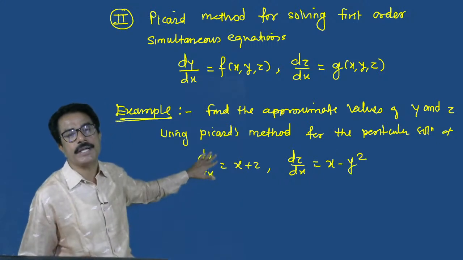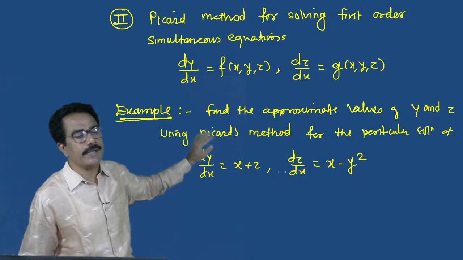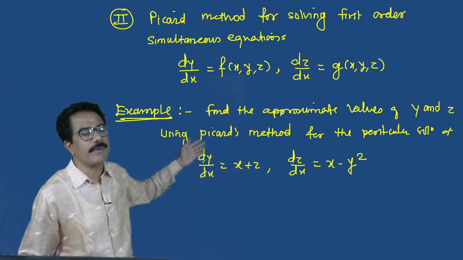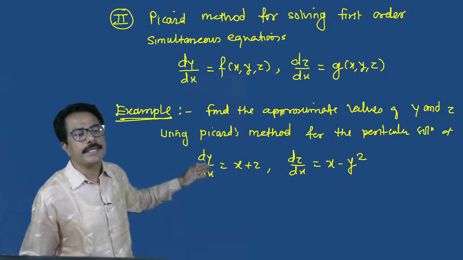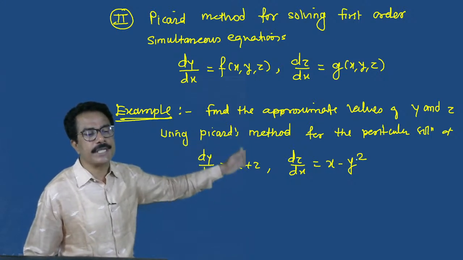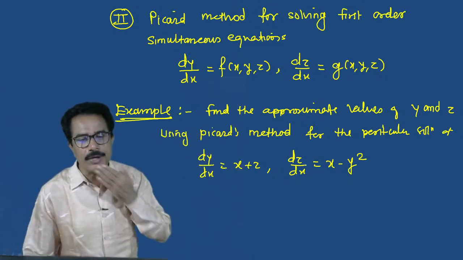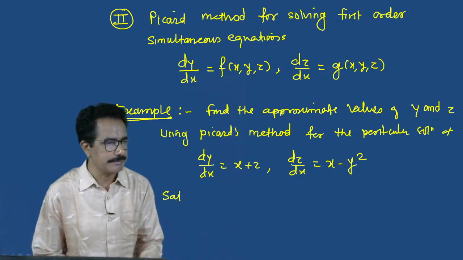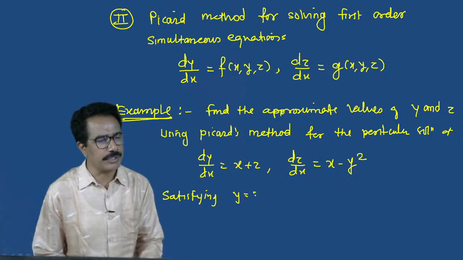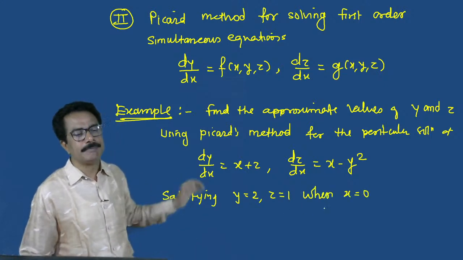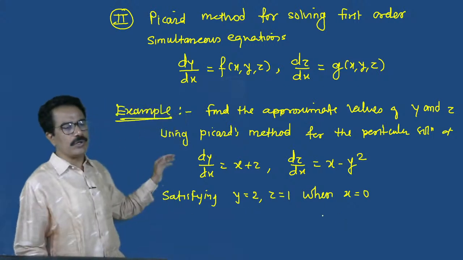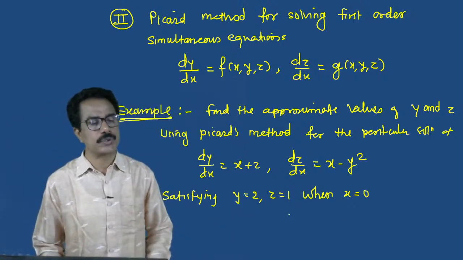Now our aim is to find the solution of the first equation, dy by dx, which is y, and the solution of the second equation, dz by dx, which is z, by using Picard's method. We have been given the condition satisfying y equals 2, z equals 1 when x equals 0. This is the initial condition. When x equals 0, then y equals 2 and z equals 1.